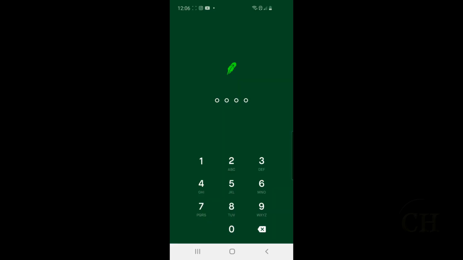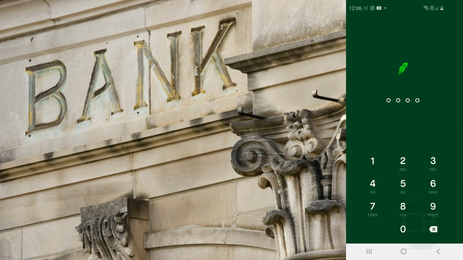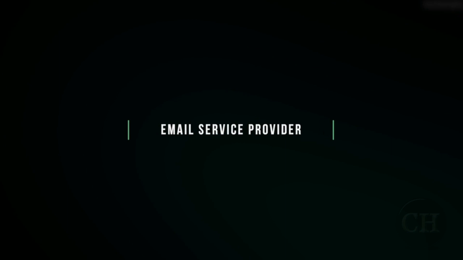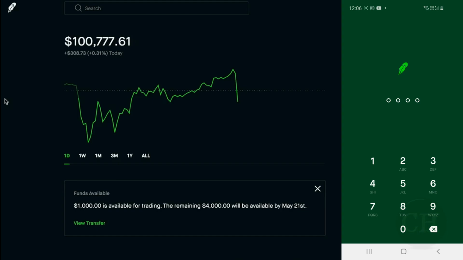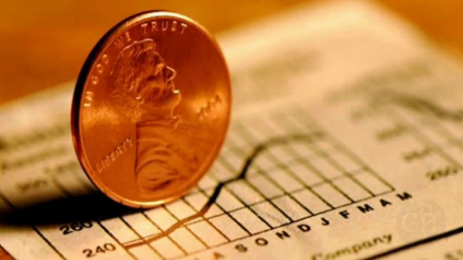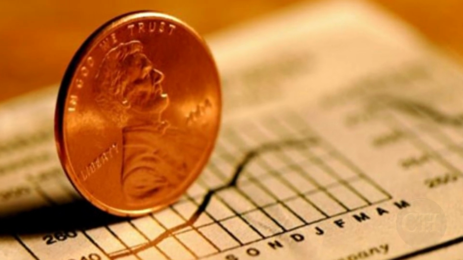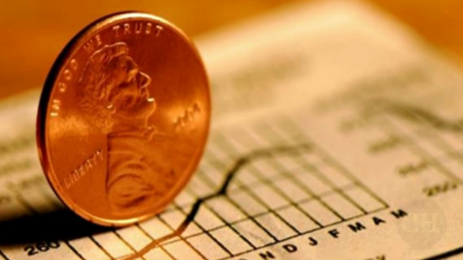You got to set this up. So they're going to ask for banking information. They're going to ask for email addresses. They're going to ask for your social security number, okay? Don't be afraid to put the social security number into the app, because that's the only way you're going to be able to start, is if you put your social security number inside of the app. All right, that along with your banking information, because you're going to have to fund the account.